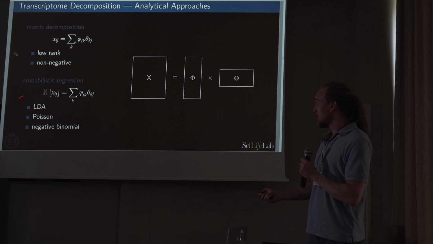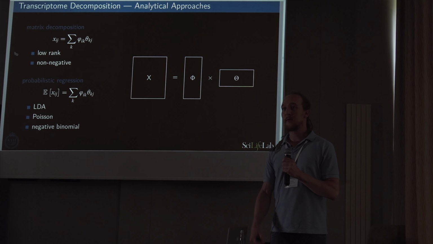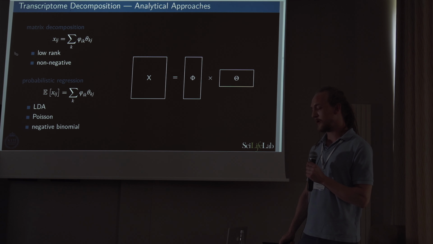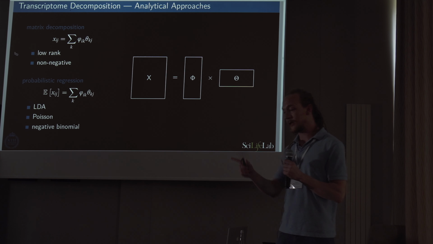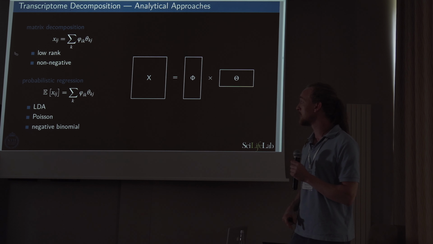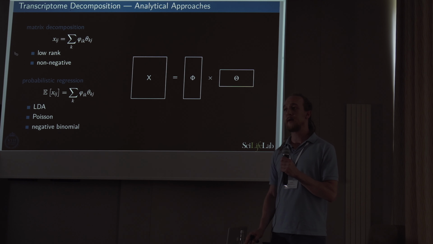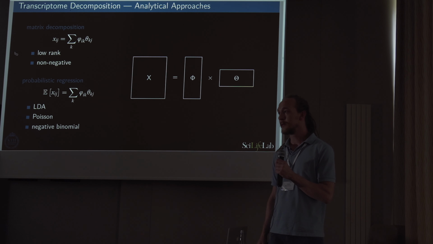LDA is formulated in terms of Dirichlet distributions and the multinomial, and Poisson regression, obviously, in terms of the Poisson distribution. I'll come to talk about the Poisson and negative binomial more extensively later. I do want to highlight that both LDA and Poisson do not allow us separate control of the variance, and it is well accepted in the field that the variance of gene expression is larger than just shot noise.